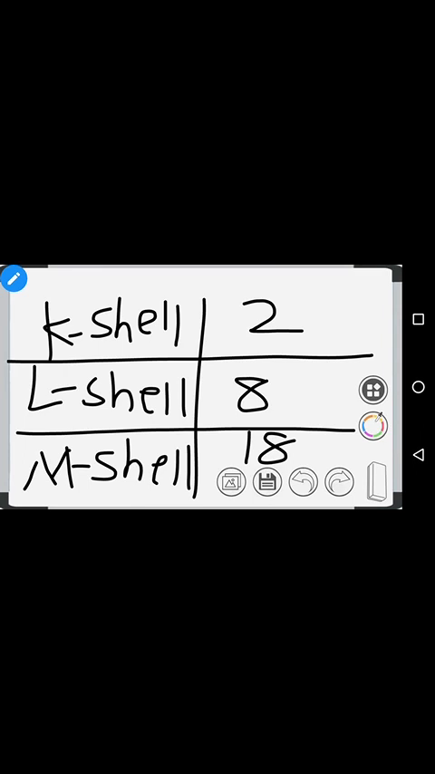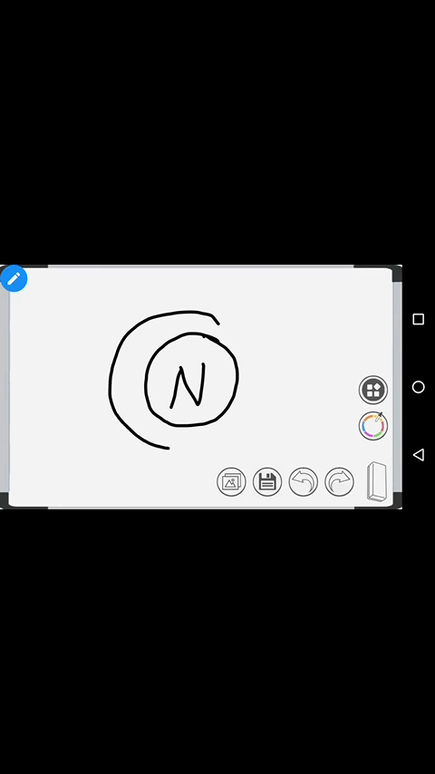You can calculate up to 5 shells, up to the N and O shells, in your notebook. I think it is very easy. Now, how are the electrons filled in these shells? That is the main point. Now the nucleus is there. Always there is the K shell, then only the L shell will come.